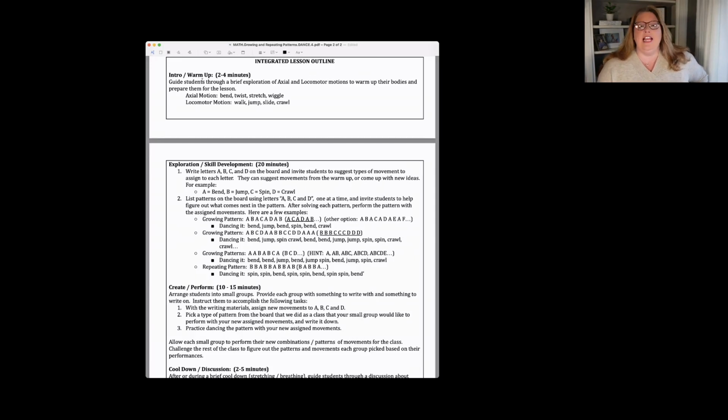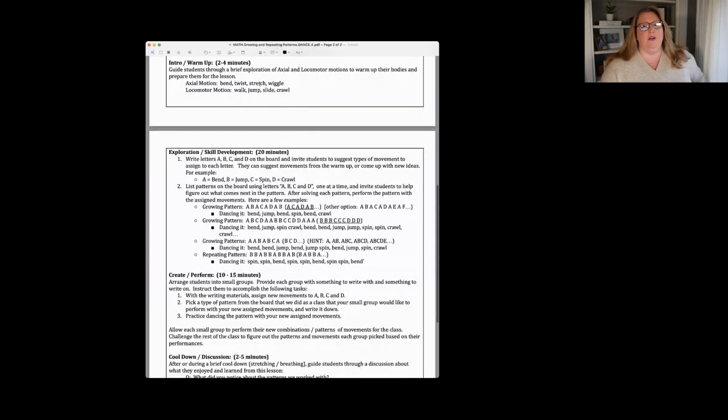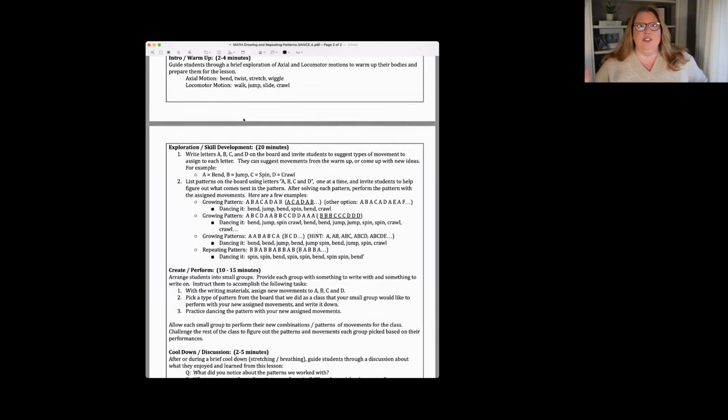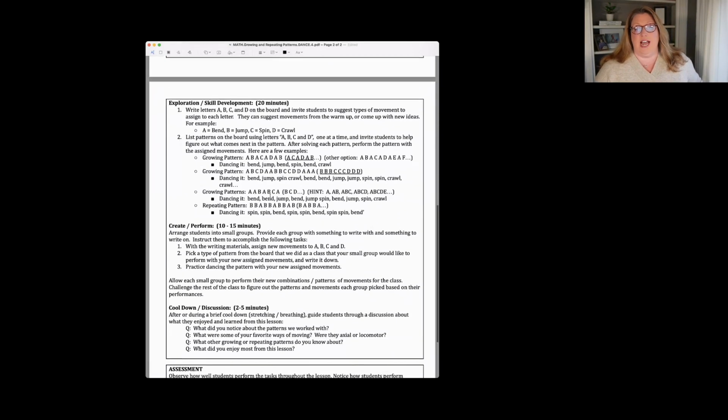And then in each of these areas, in the beginning, we're going to guide students through an exploration of their movement, so axial and locomotor motions to warm up their bodies. And then we remind students of what those are. Clearly, though, students have already had that kind of movement before. So going through this lesson, I can see that students already know what axial motion is. They already know what locomotor motion is. This is a review, right? So I'm not teaching this for the first time.